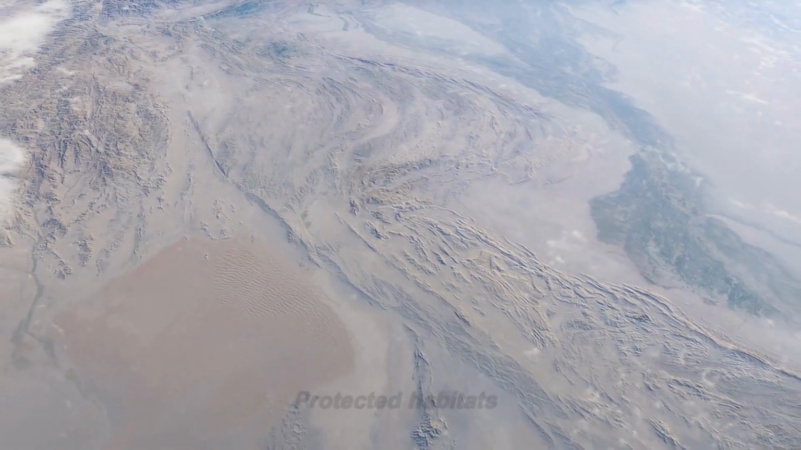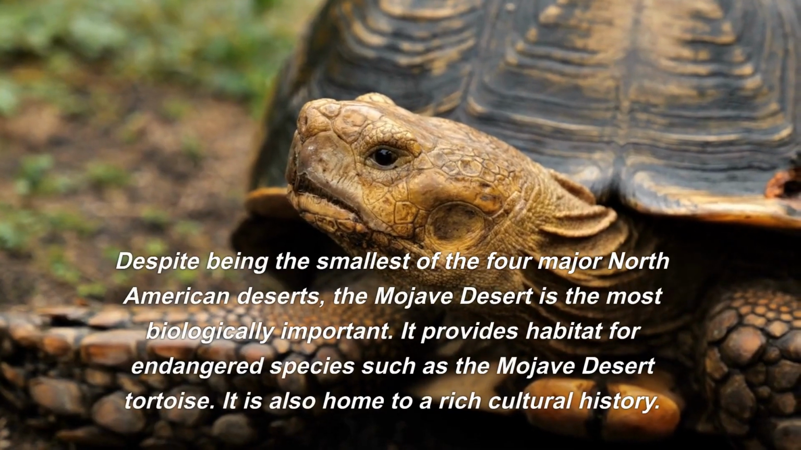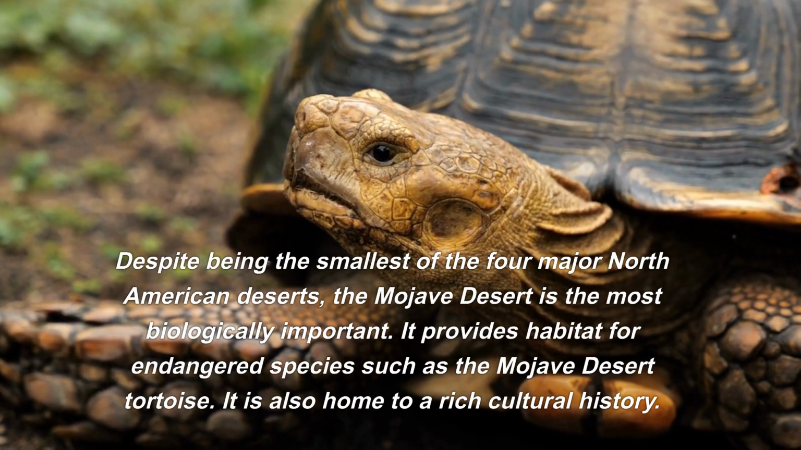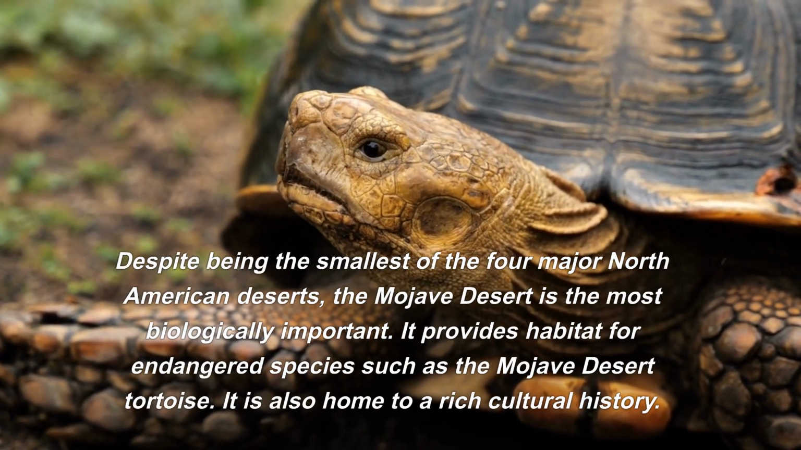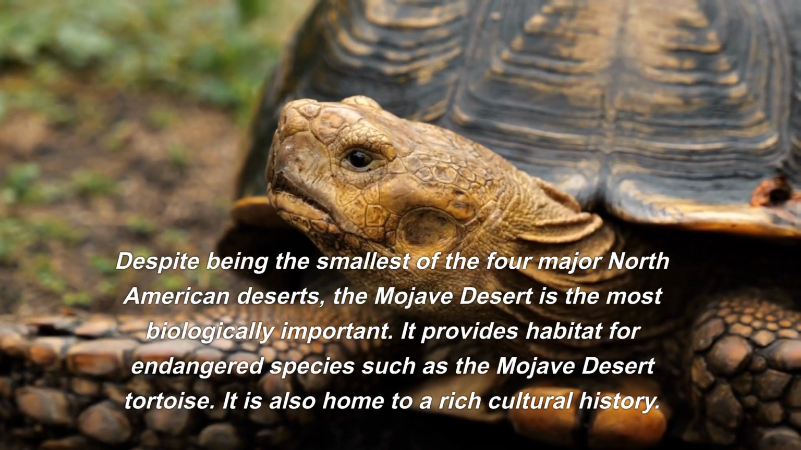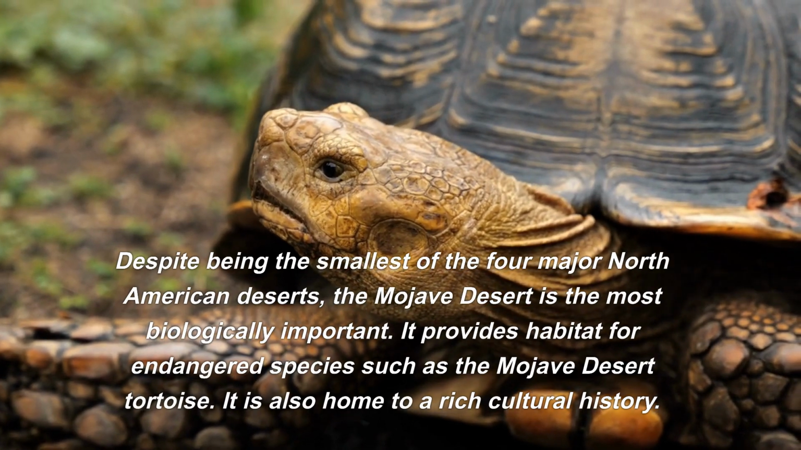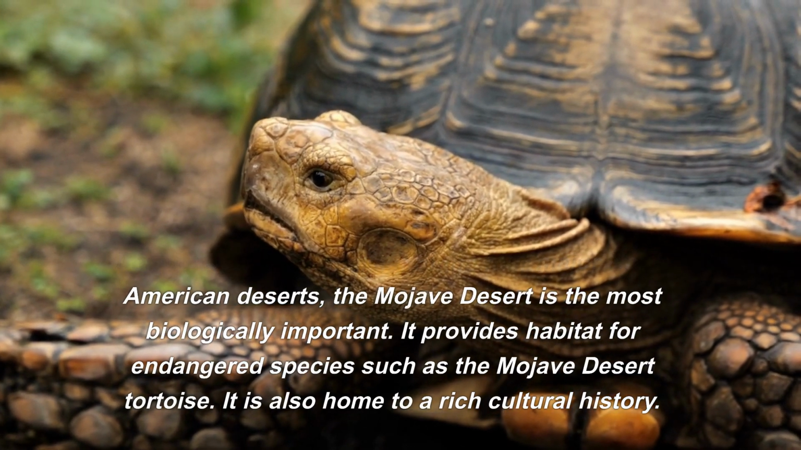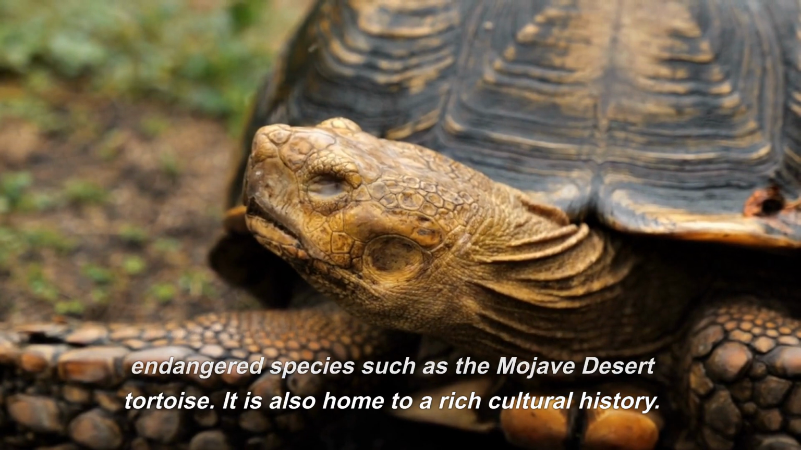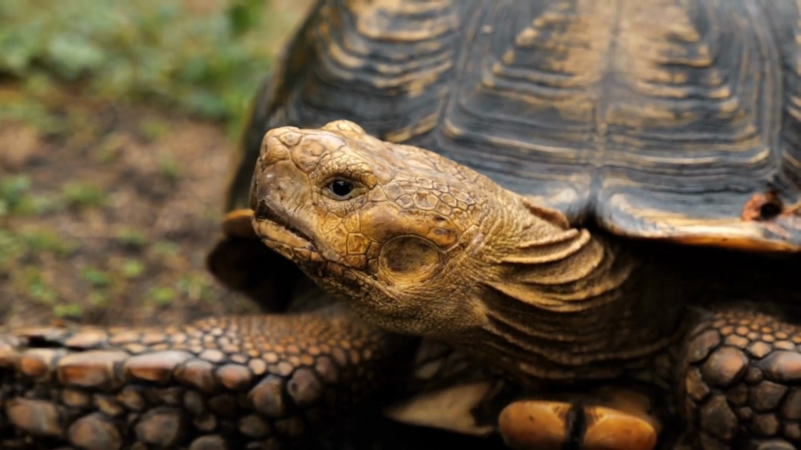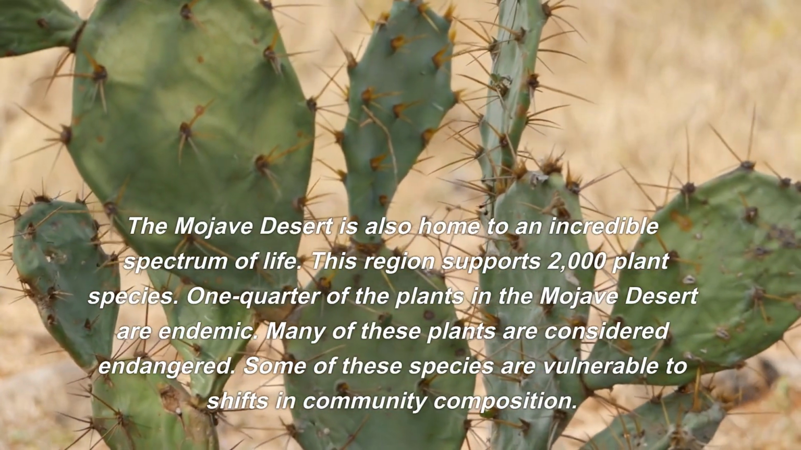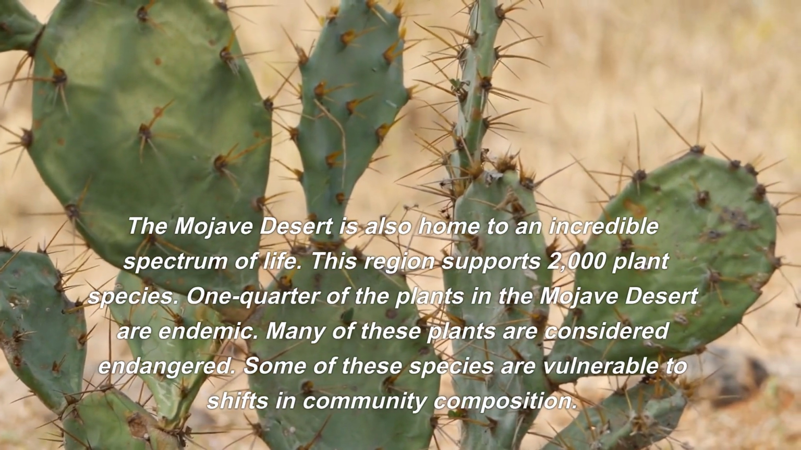Protected habitats. Despite being the smallest of the 4 major North American deserts, the Mojave Desert is the most biologically important. It provides habitat for endangered species such as the Mojave Desert tortoise. It is also home to a rich cultural history. The Mojave Desert is also home to an incredible spectrum of life.